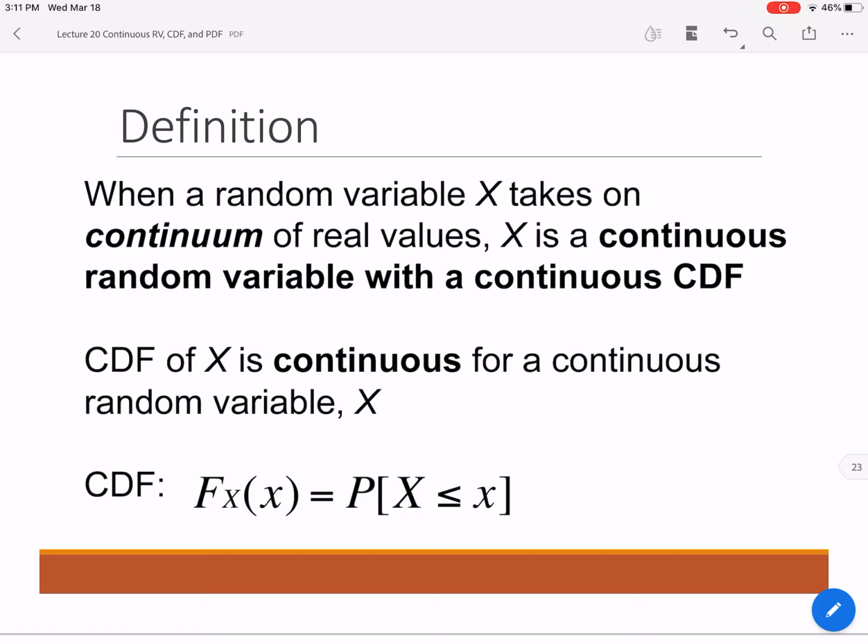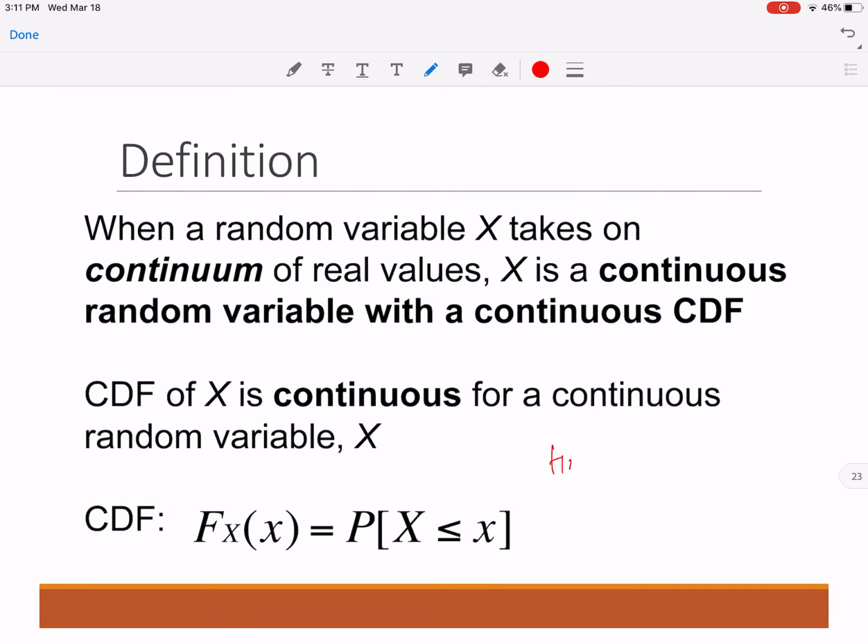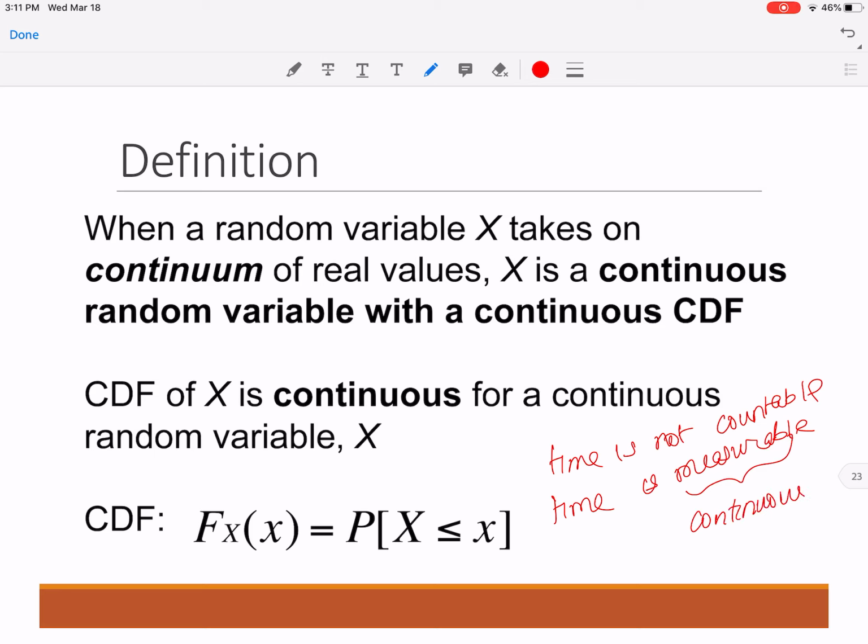However, let's say I were to measure the time between the arrival of 2 students. Time is a continuous random variable because time is not countable. Instead, time is measurable. So those entities that are measurable are usually continuous. For example, we measure time, so that's a continuous random variable. We measure our height. Height is also a continuous random variable.